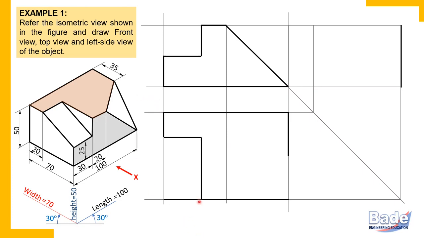Now try to understand. 20 millimeters at front parallel to length. So this is one end. And 35 millimeters parallel to width. This is another end of this edge. So join these, and this is how you have completed this edge.